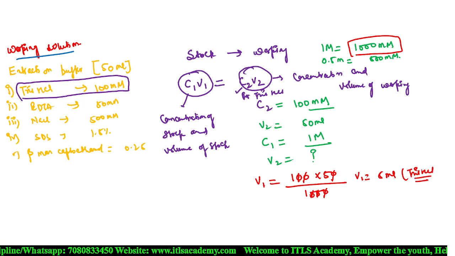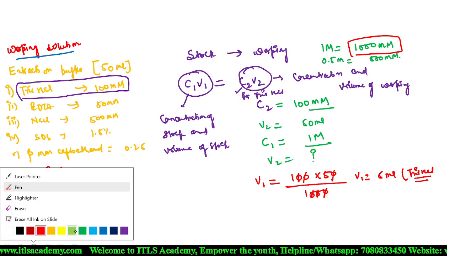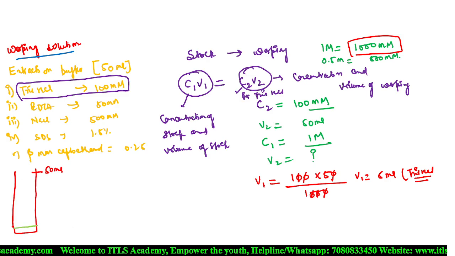Now what you have to do, take a measuring cylinder of 50 ml and add 5 ml HCl into it. Now solve NaCl.